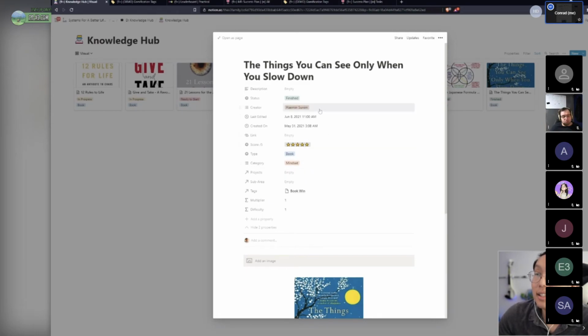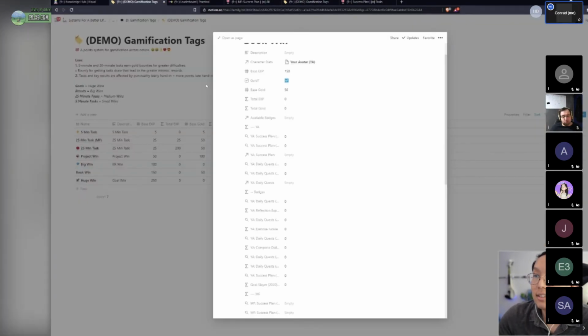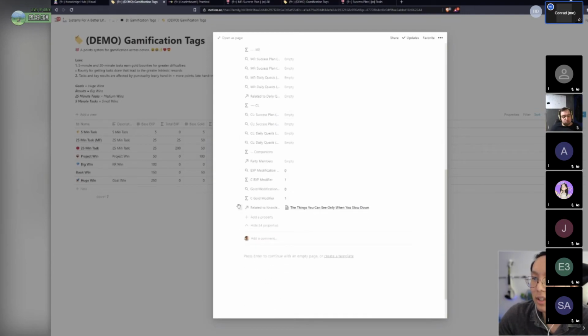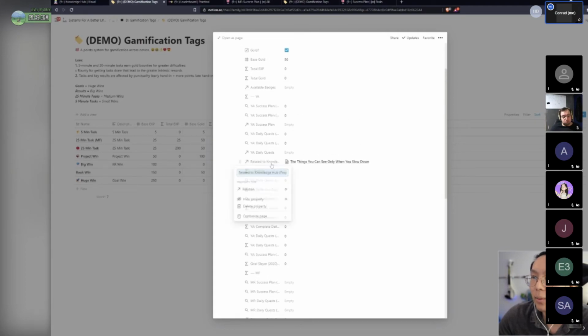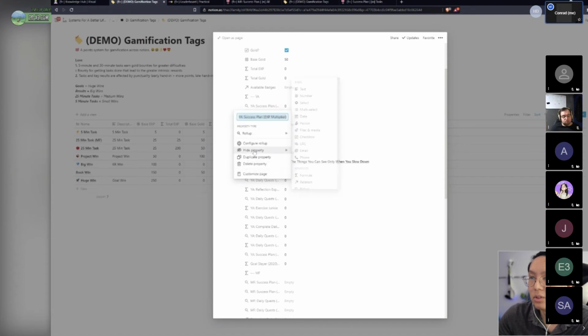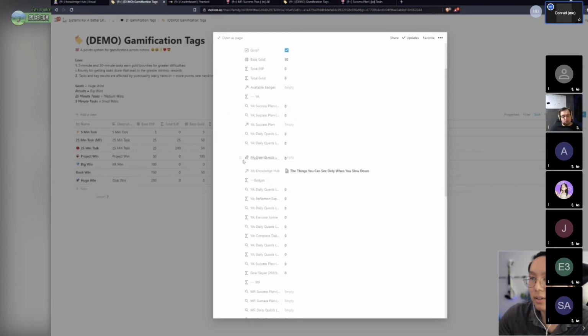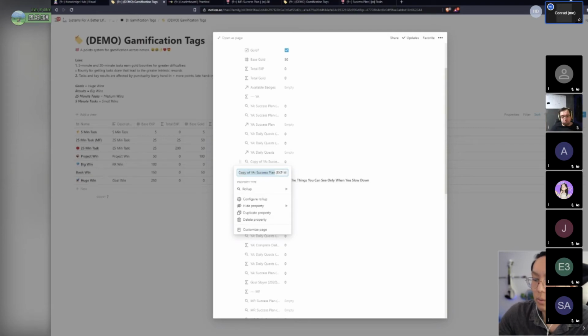So what happens is I want this to tell gamification tags to give me a reward, right? So there's a book win here. I'm going to move it into this section and we're going to say YA knowledge hub. And I'm going to duplicate these two roll-ups, okay? So I'm going to duplicate the roll-up right here, drag it down, and duplicate this roll-up. And then what we're going to call this is YA knowledge hub EXP multiplier. And then this one becomes YA knowledge hub difficulty.